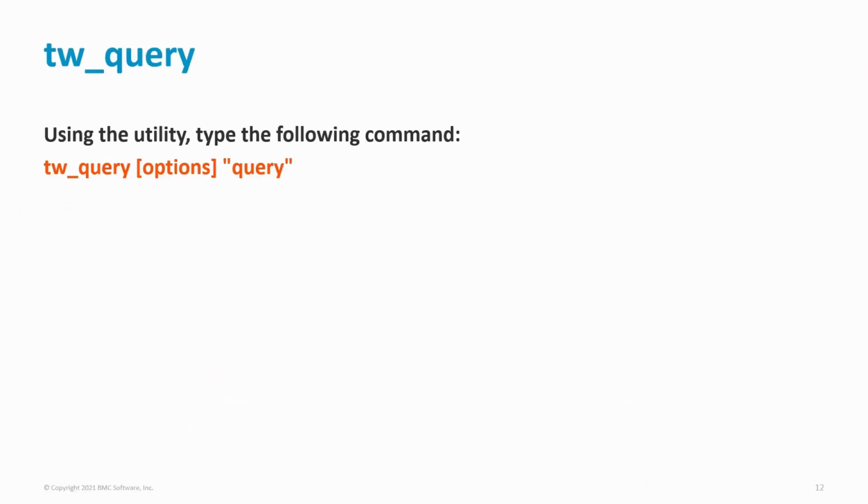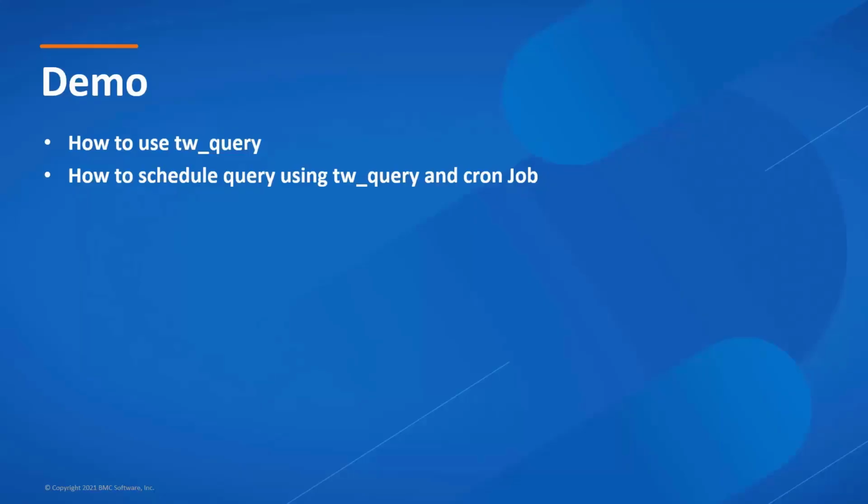The Discovery UI does not provide a way to schedule queries. Also, sometimes you may want to run a query remotely via a script. In these types of use cases, the tw_query command line utility can be helpful. It enables us to search data from the command line. Using this utility, the search result can be redirected in CSV or XML format. Let's have a demo here to see how to use tw_query. We will also discuss how you can schedule the query using a cron job.